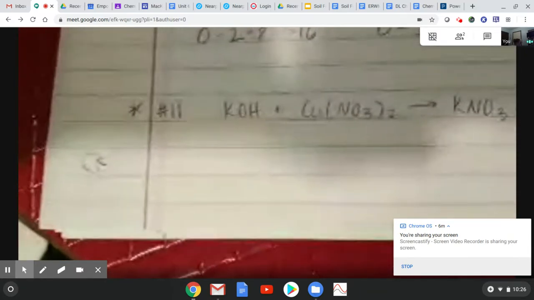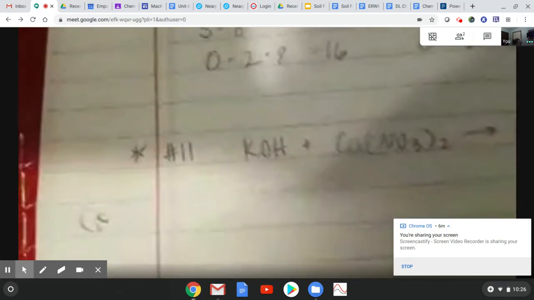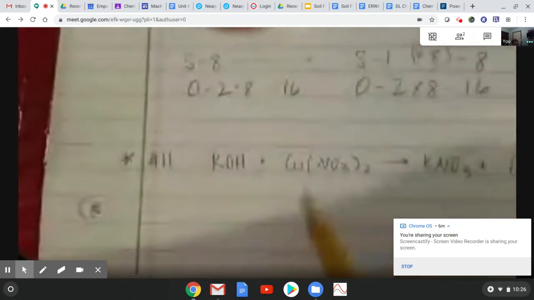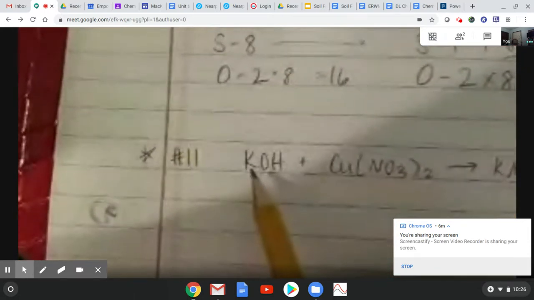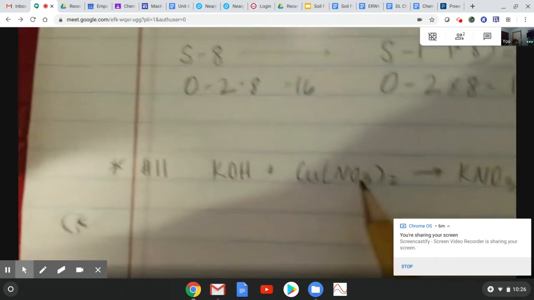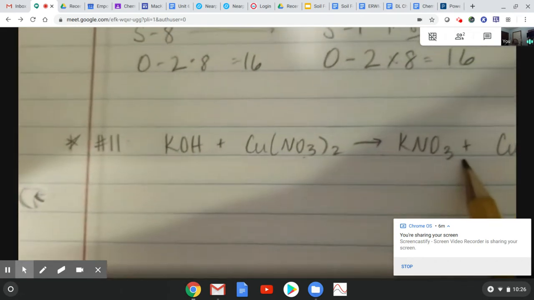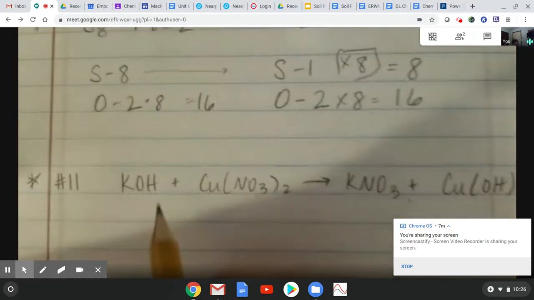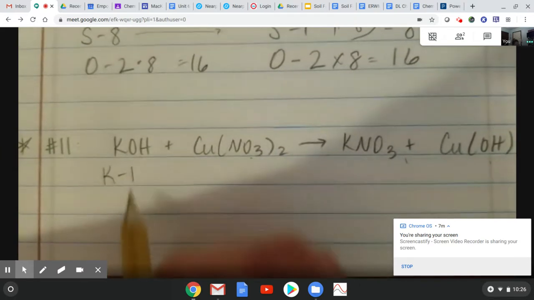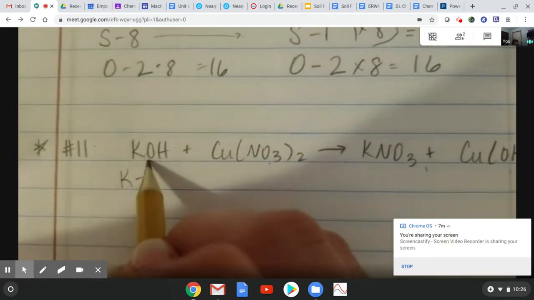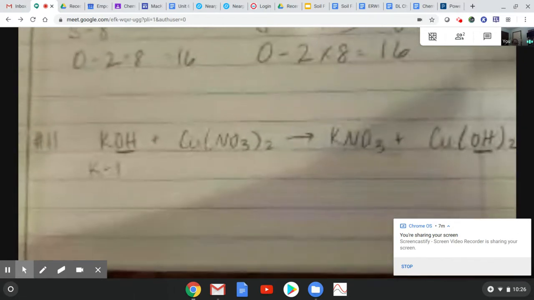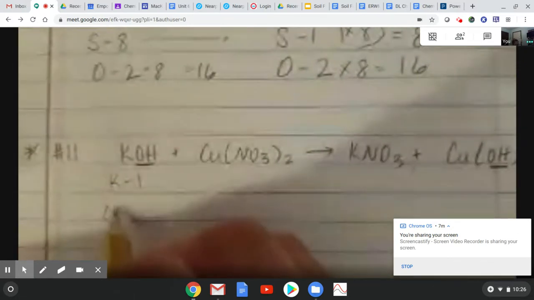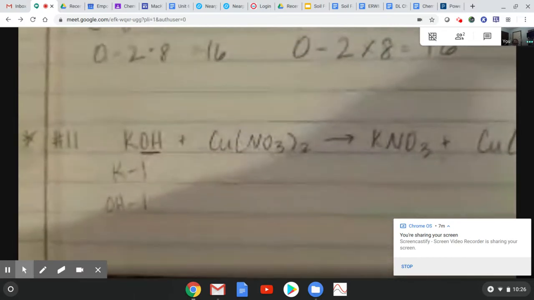So this one down here, I'm going to try to write and balance with you. So we've got this polyatomic ion of KOH. So we have potassium hydroxide and we have copper nitrate yields potassium nitrate and copper hydroxide. So I'm going to go ahead and just do my counts. I have 1 potassium. I'm going to keep hydroxide the same together because it's together on both sides. So I'm just going to treat it as one entity, and I have 1 hydroxide.